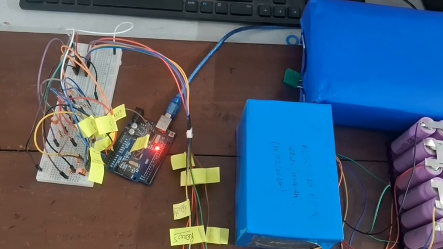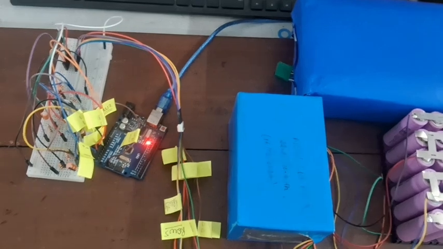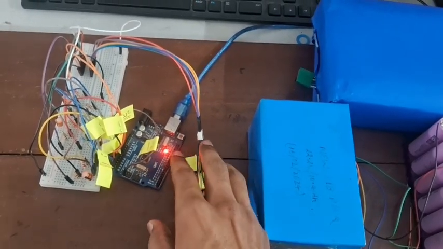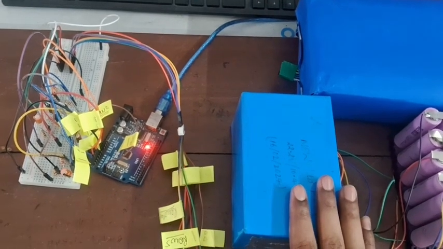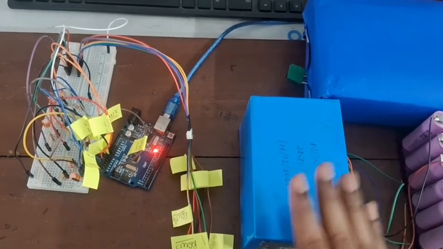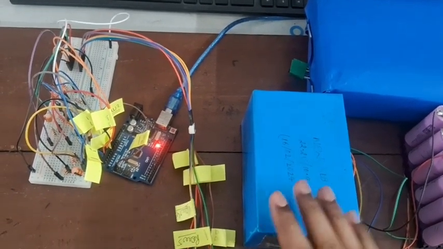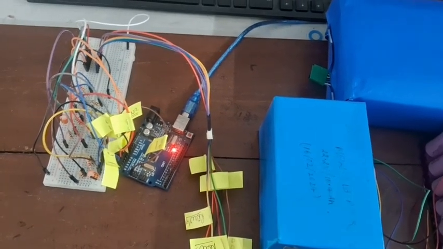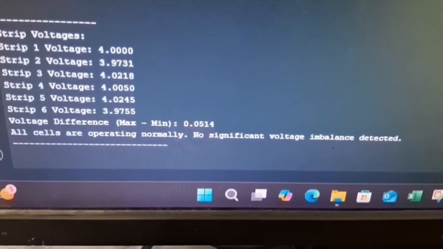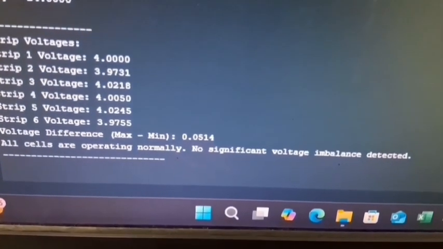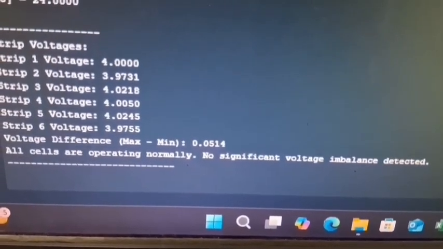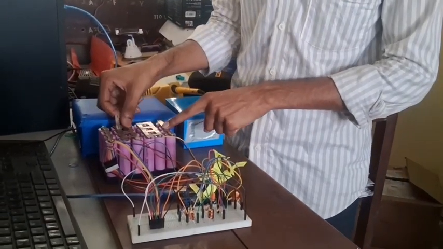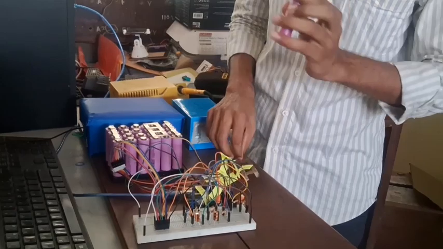Now we are going to check our second battery pack. So as you can see, this is our second battery pack. Now this battery pack is connected to our WAVES system. This battery pack is again covered, so we don't know the inside condition of this battery pack. So with the help of the WAVES system, now we are going to see what is observed on our display unit. All the strip voltages are nearly 4 volt, and clearly on the screen it can be seen that all cells are operating normally.